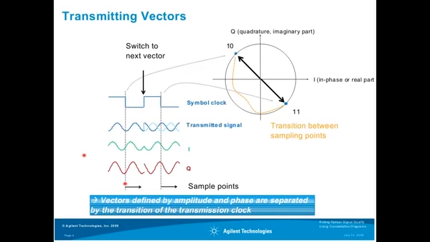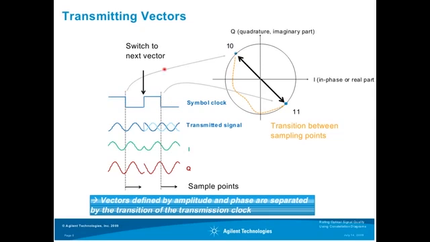So how can we transmit this kind of vectors? How does this look in reality? Here I have described a transition between two vectors. One represents a 1, 0, and the other represents a 1, 1. So the only difference between these two vectors is the phase difference of 180 degrees. Both have the same amplitude, as you can see on this circle. And each of these points represents the sampling point of the symbol clock.